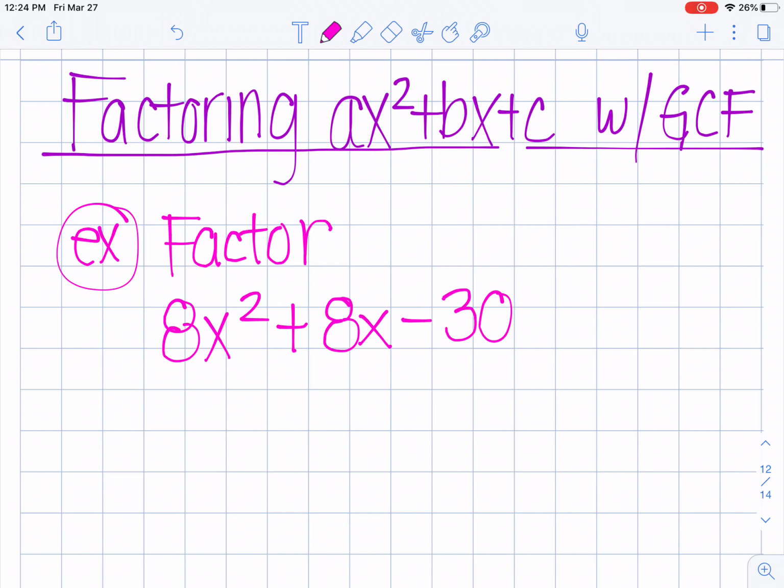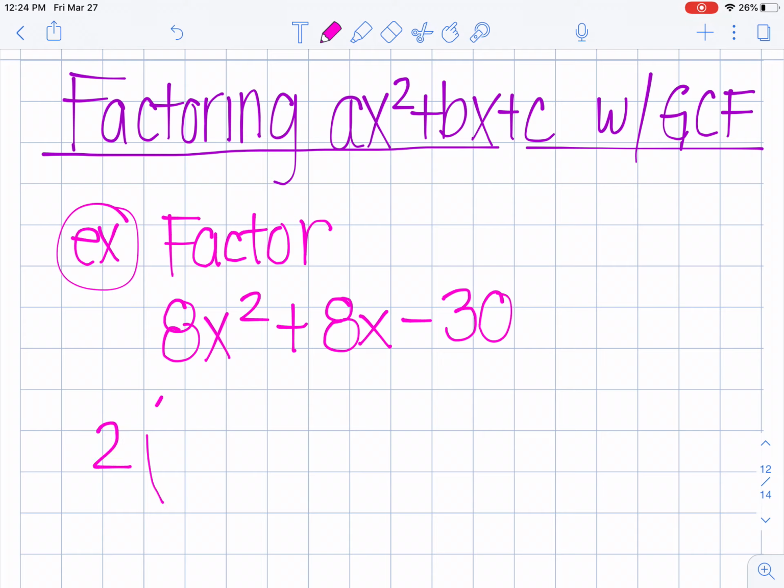This lesson is about how to factor a quadratic with a leading coefficient that is something other than 1 and a greatest common factor. So here is our example. If I want to factor 8x squared plus 8x minus 30, I first notice that there is a number that goes into 8, 8, and 30. So I want to take that number out first in order to make my factoring easier. What number goes into both 8 and 30?